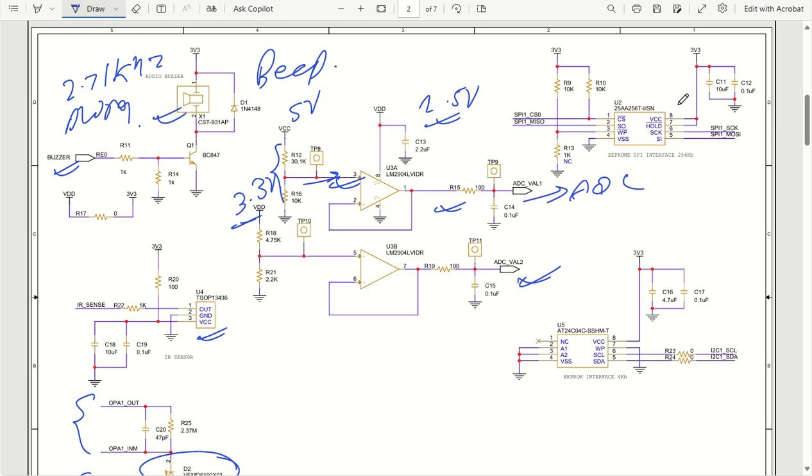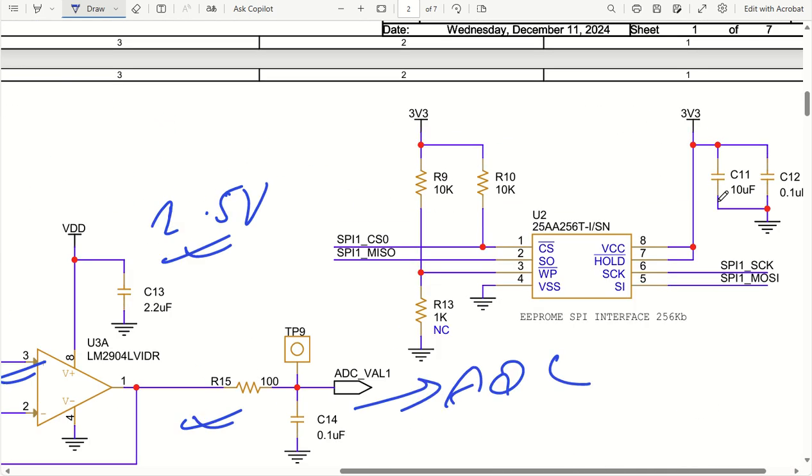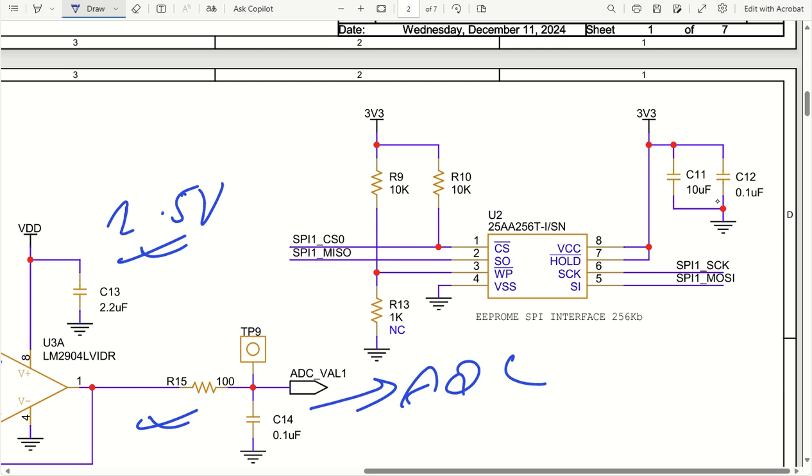Coming back to various peripherals that we are going to assign, we have an SPI interface EEPROM. You can see we have 256 kilobits of EEPROM with SPI signal. SPI1 has been used, with MISO and MOSI, and this is how it is connected. This particular EEPROM has been used from Microchip Technology.